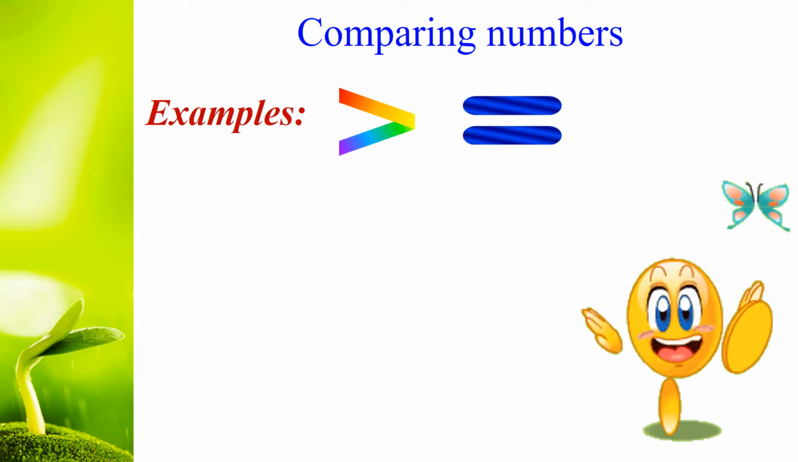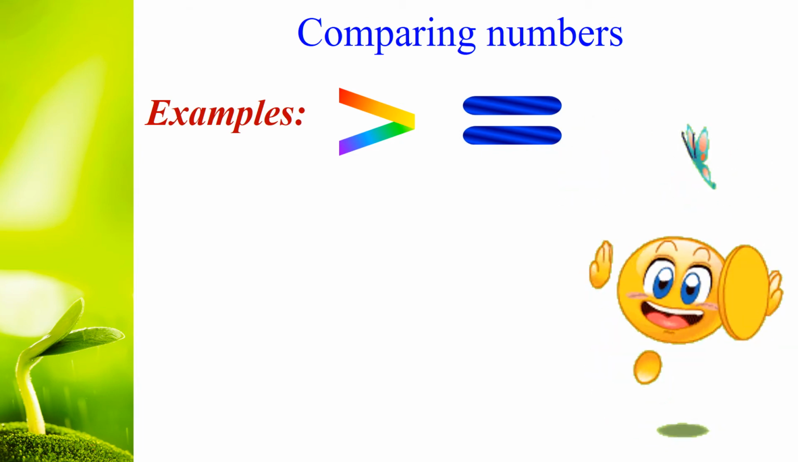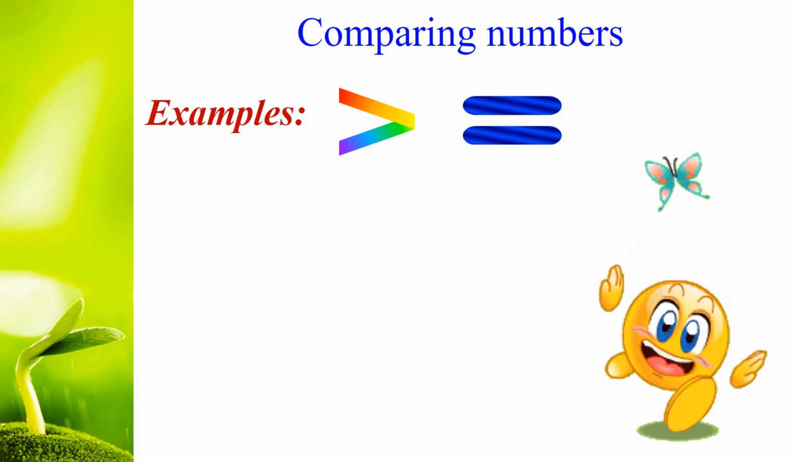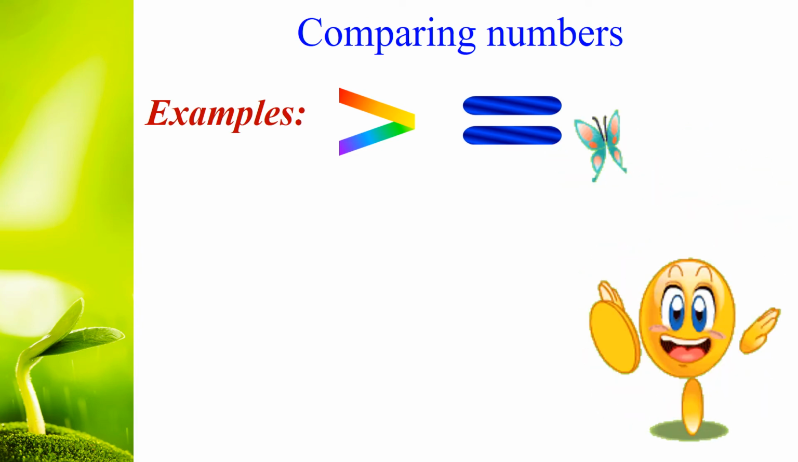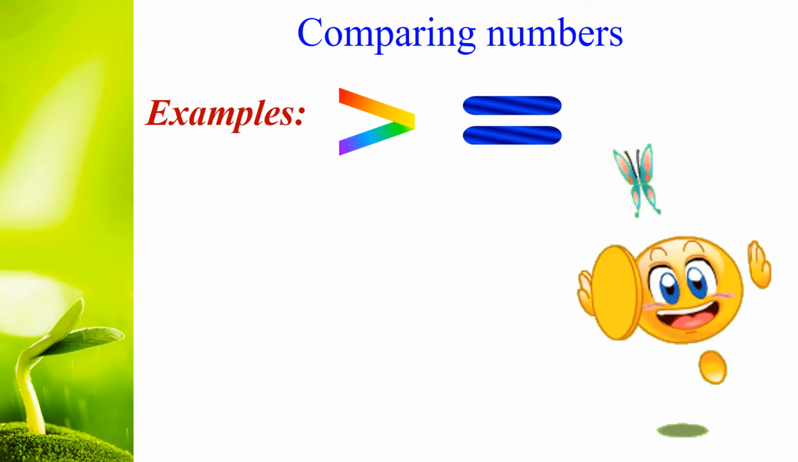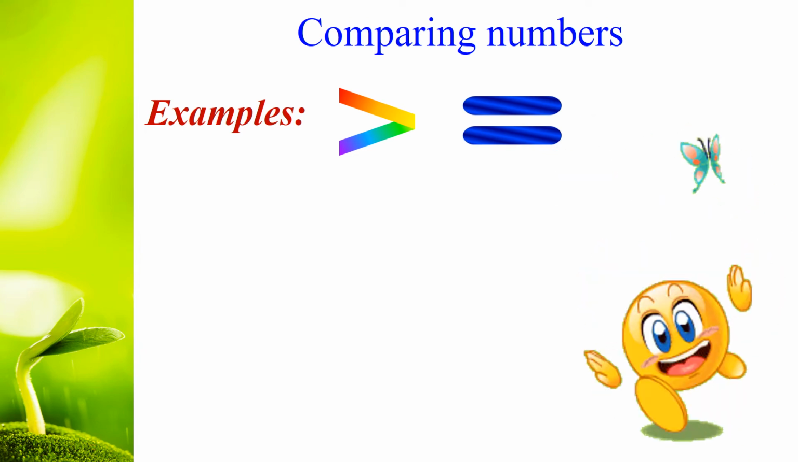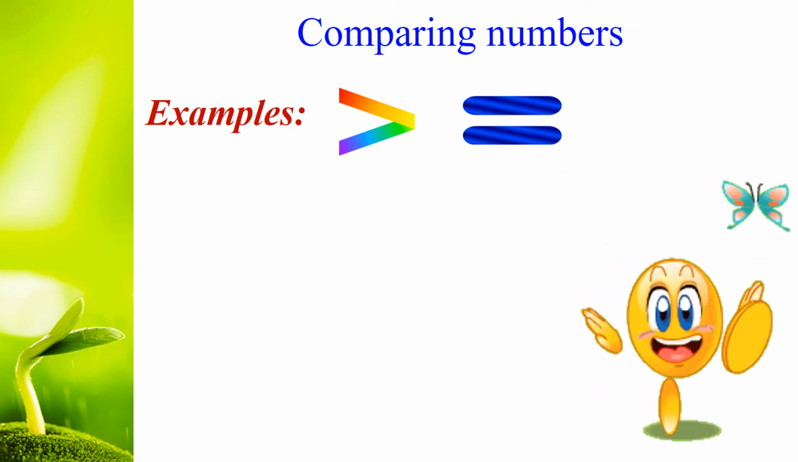Here these symbols are used to compare the numbers. The closed mouth should always be towards the smaller number. The open mouth should always be towards the larger number. If both numbers are equal, use the equal symbol. Let us see some examples.